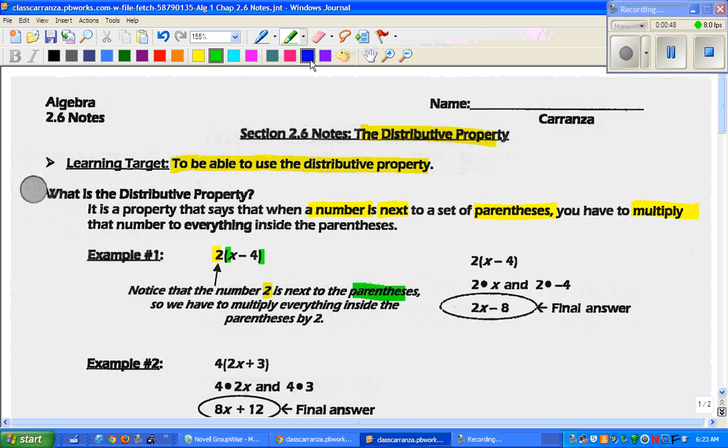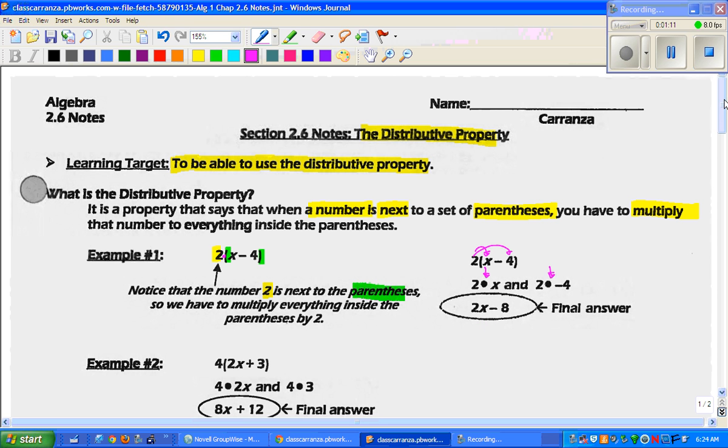So what that's saying is you can multiply that, okay? So if you look off to the side right here, 2 times x is right there, and then 2 times -4 is right there. And then you get your final answer.